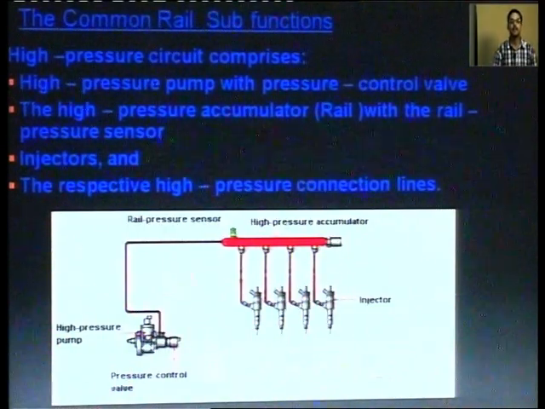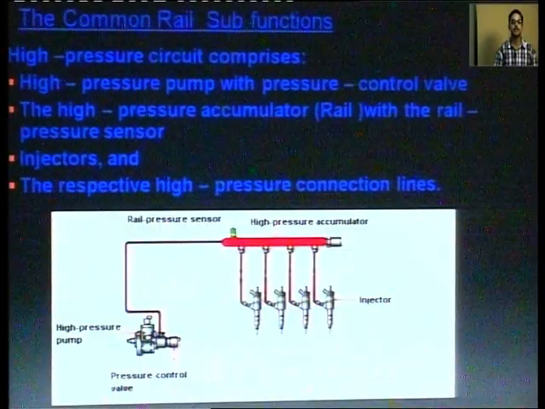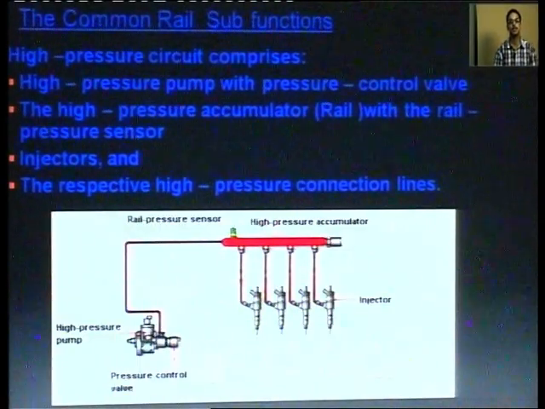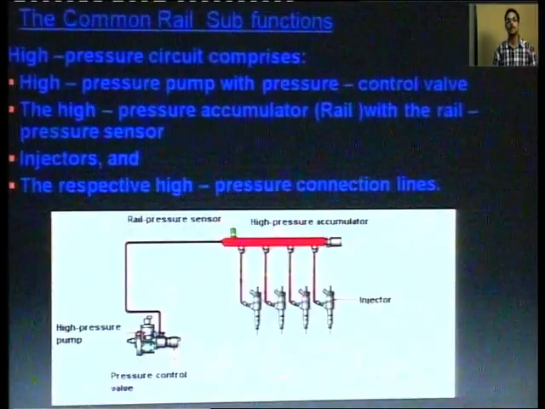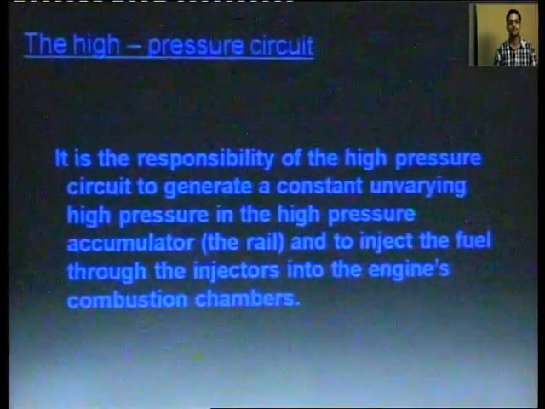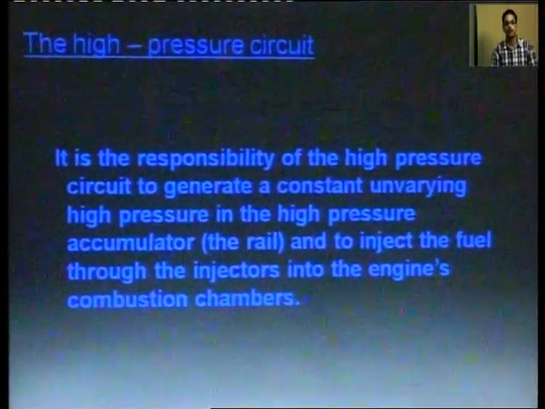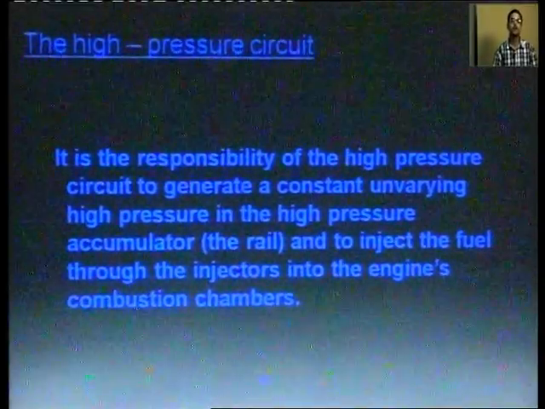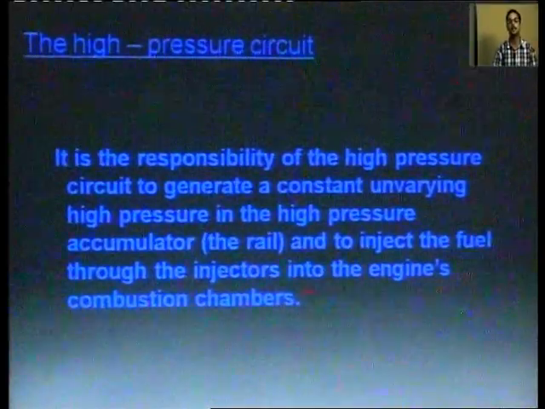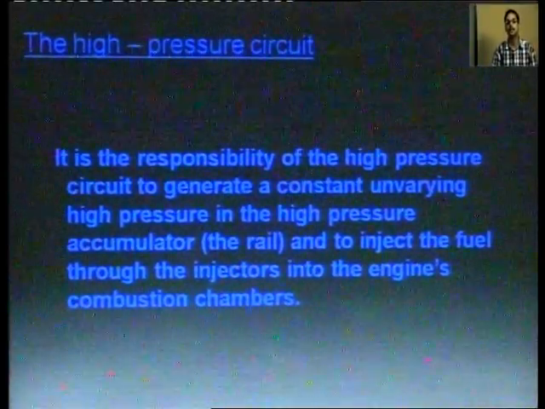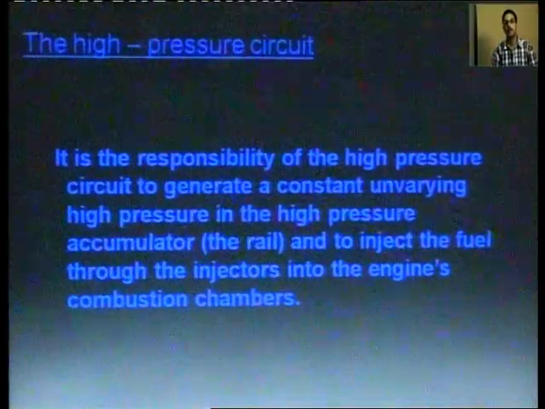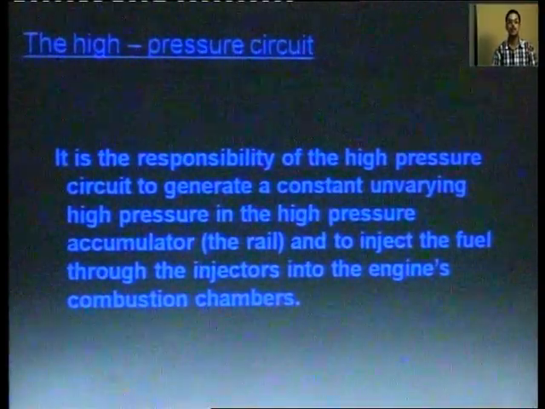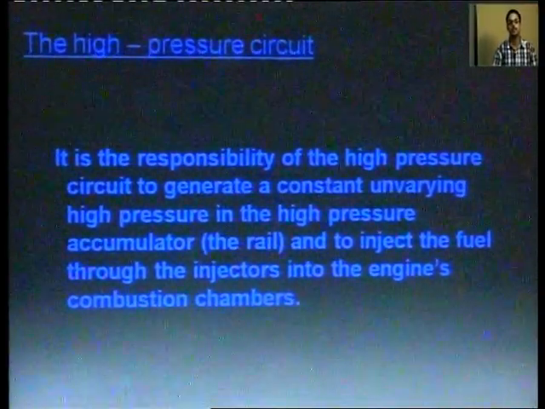Now the high pressure area is connected to the further injectors, whereas the low pressure area was just connected to the rail, and the high pressure pump delivers the required fuel to the individual cylinder. It is the responsibility of the high pressure circuit to generate a constant, unvarying high pressure in the high pressure accumulator, that is the common rail, and to inject the fuel through the injectors into the engine's combustion chamber.